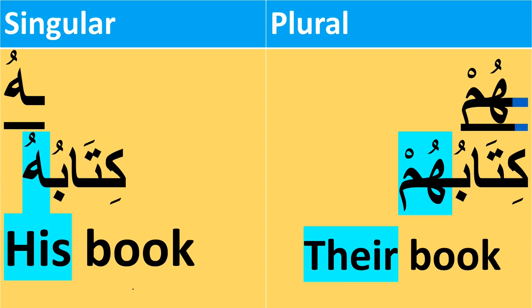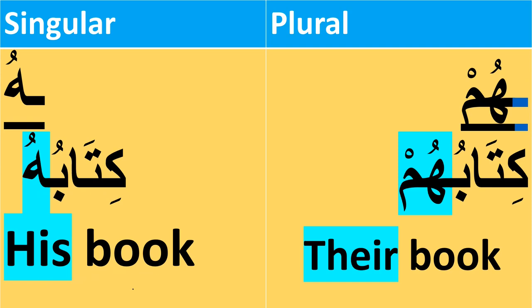For singular, the masculine third person possessive pronoun his in Arabic is an attached pronoun hu. This pronoun is a suffix attached at the end of the word. This pronoun is easy to remember because the alphabet hu has the same sound of H as the English pronoun his. Kitabuhu, his book.